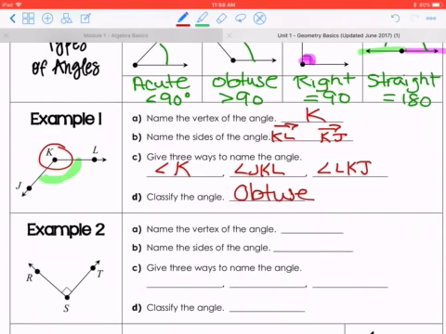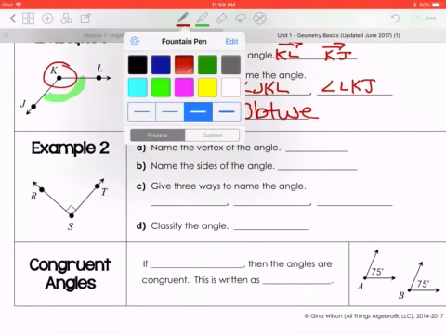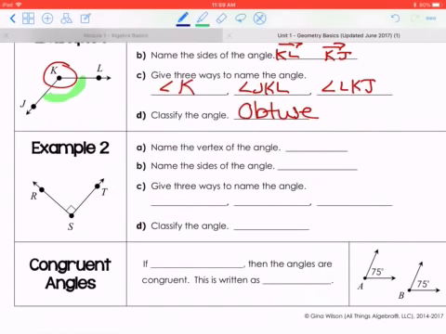So what I would like you to do on your own is try example 2, and then tomorrow in class we will talk about example 2 together when I'm actually there with you, okay? So let's jump down here to the next part of notes. This is going to be congruent angles.